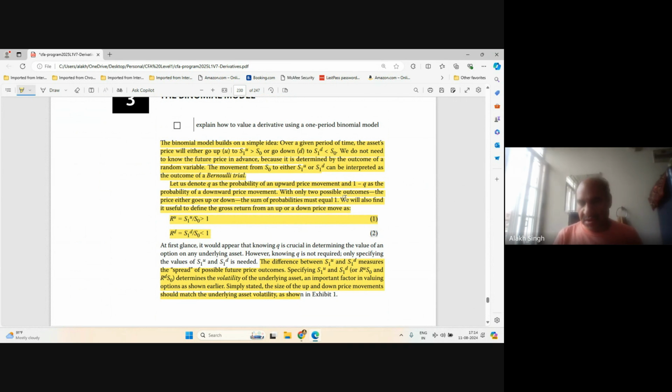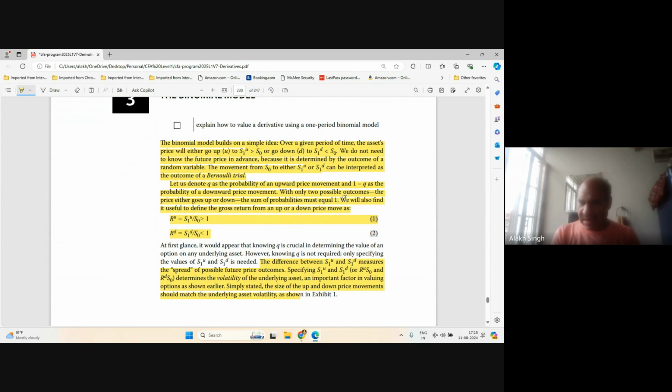So S0 is the price of the stock. If it goes up in period 1, S1U, U for up, will be greater than S0, and the ratio S1U/S0 will be greater than 1. If it goes down, S1D will be less than S0, and S1D/S0 is less than 1.